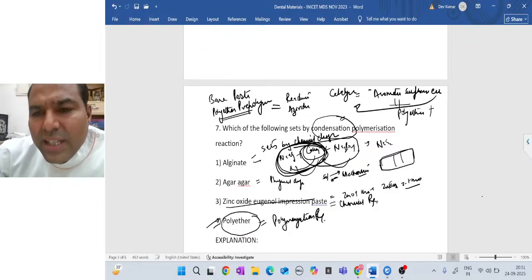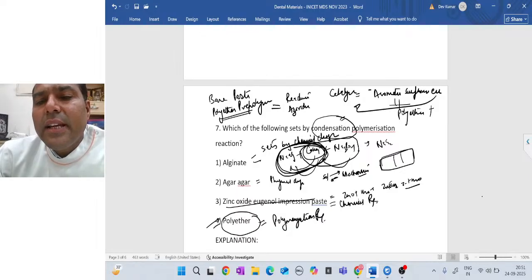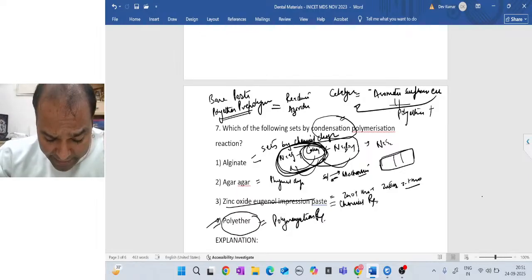Okay, and normally doesn't have that much of byproducts. Okay, so normally it's a 3-dimensional network.